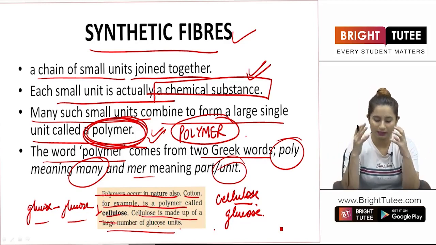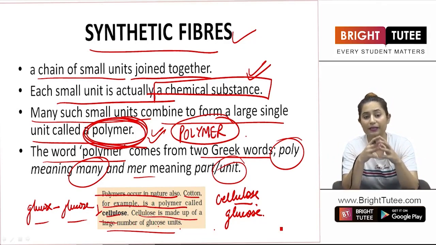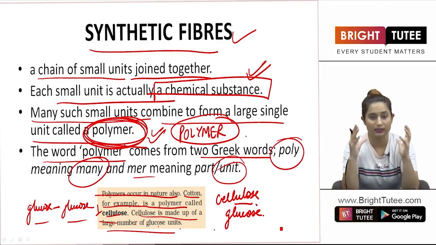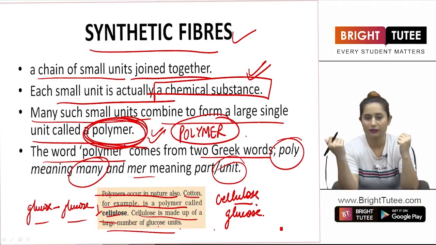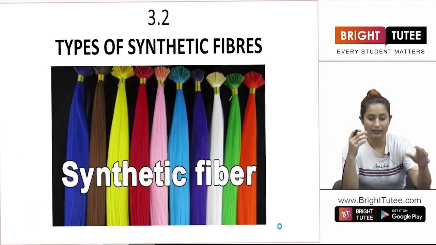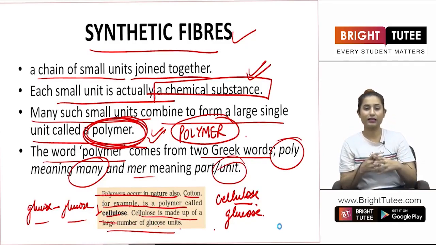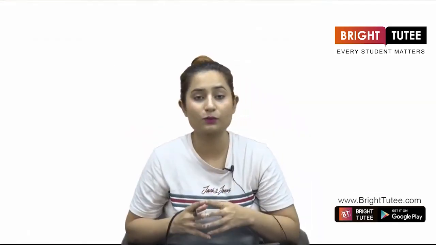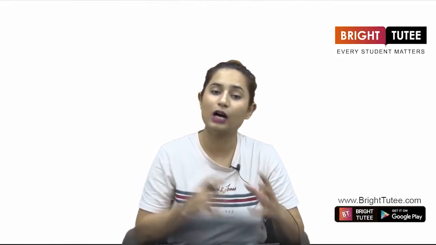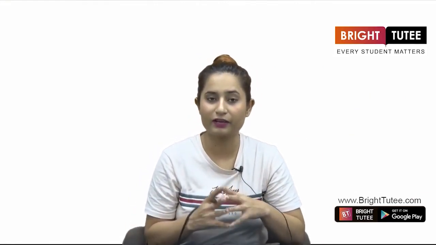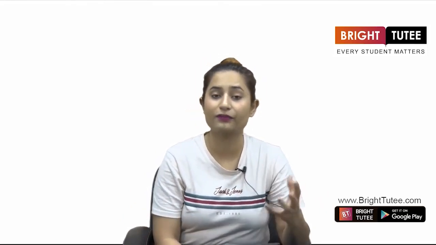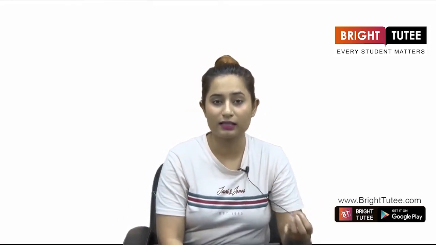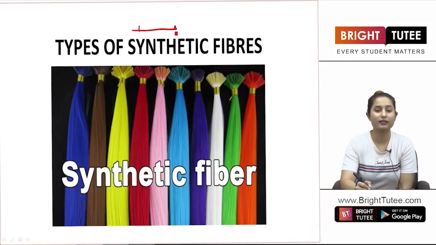Hence, what do we understand? That synthetic fibers are basically made up of many single units of a chemical substance joined together to form a longer structure, which ultimately is known as a synthetic fiber. Right, students? This is what a synthetic fiber is. So, we have learnt till now what natural and synthetic fibers are, what the differences between them are, and how we obtain both of these, right? Synthetic fibers are man-made, they are not obtained from nature, while natural fibers are obtained from nature, such as cotton, silk, wool, right?